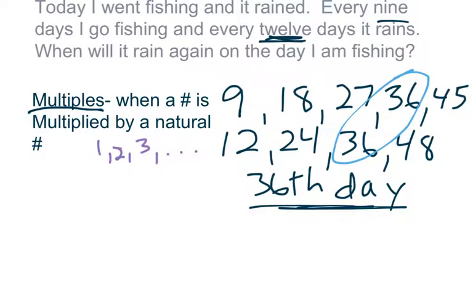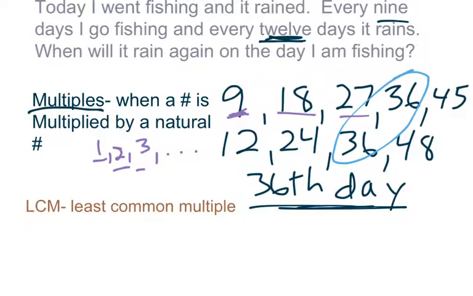So in other words, 0 is not a natural number, so we wouldn't say 9 times 0 and say the first multiple of 9 is 0. We would say 9 times 1 gives us 9, 9 times 2 gives us 18, 9 times 3 is 27, etc.